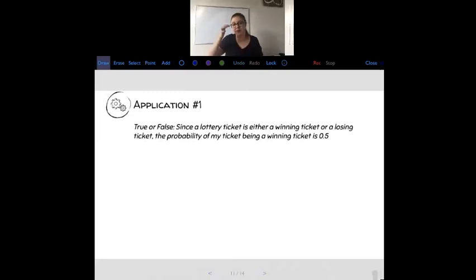Application. So in dealing with probability, we would discuss this if we were in class. Since a lottery ticket is either a winning ticket or a losing ticket, the probability of my ticket being a winning ticket is 0.5 or 50%. That is false. So this is an oversimplification of probability. When this person says that the probability of a winning ticket is 0.5, they're assuming that a winning ticket and a losing ticket are equally likely, which we know from the lottery that that's not true. You're a lot more likely to get a losing ticket than a winning ticket.